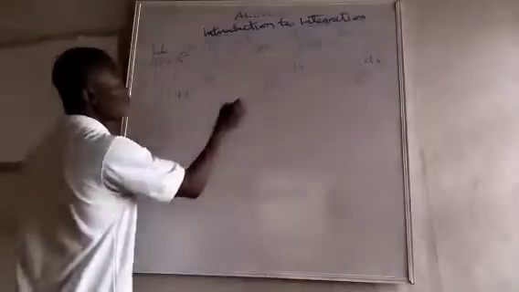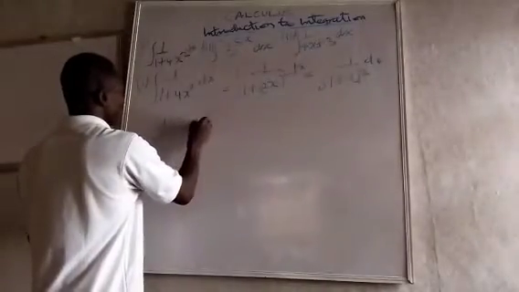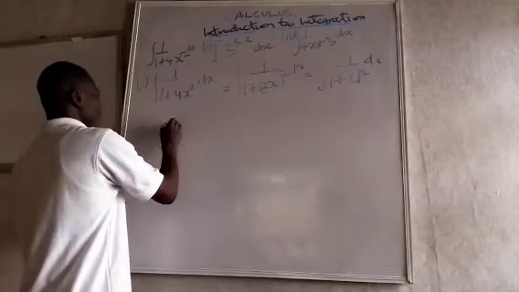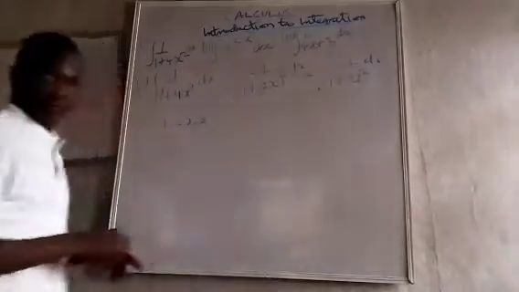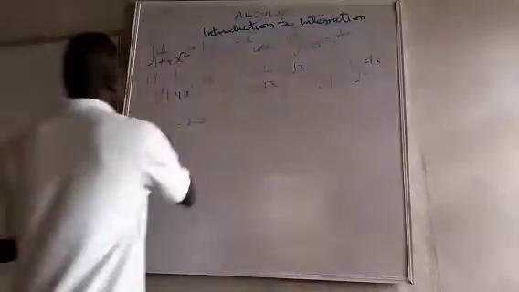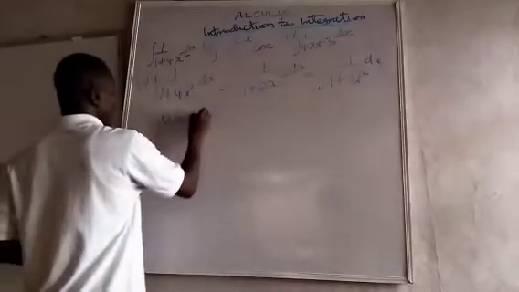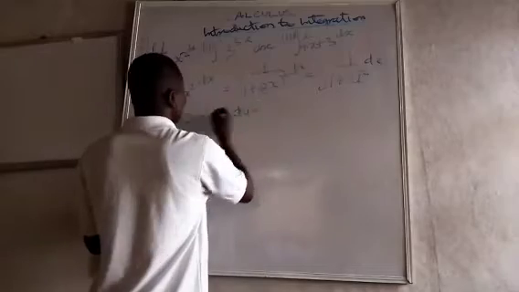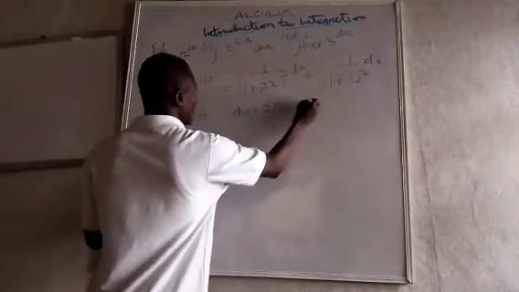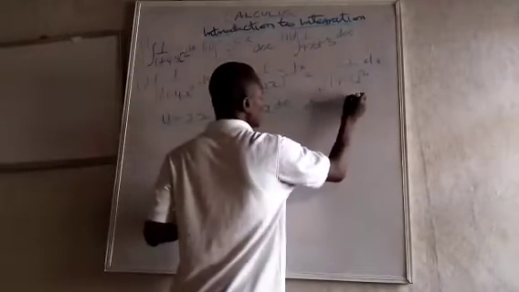My u is 2x. My u is equal to 2x. So du is equal to 2dx. So dx is equal to du over 2.